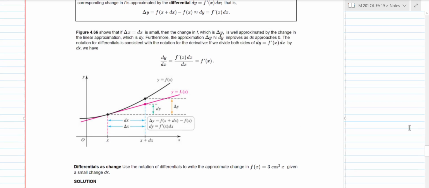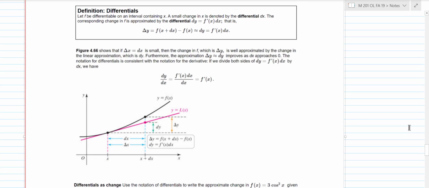Okay, so we're going to go over this diagram and I'm going to talk about what this differential formula is saying here. All right, so I'm going to try to clarify what this is saying. First of all, we start off with a function. This is the function in black right there, y equals f of x, right?